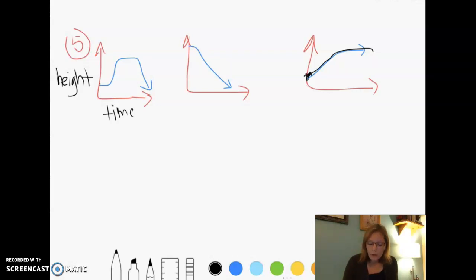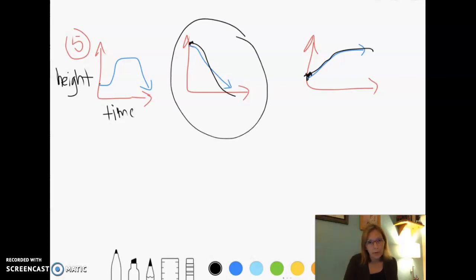Or is she going to start high up here and gradually go down to the ground? Most likely. So the graph that most likely looks like the skydiver jumping out of the airplane is the middle one, graph B.